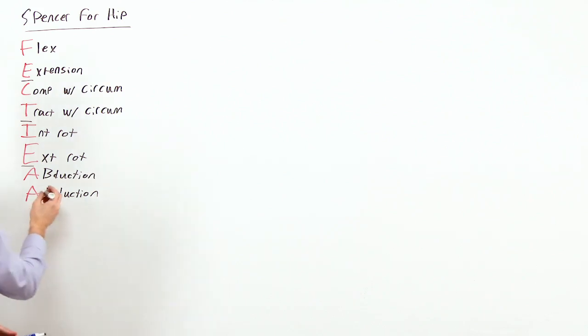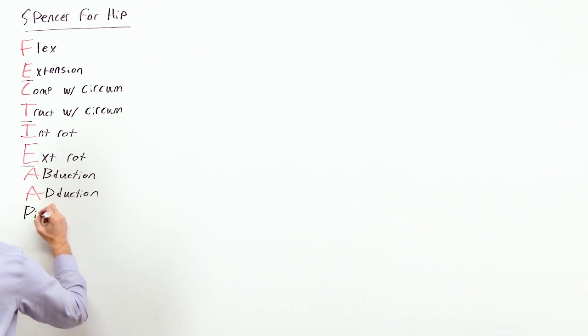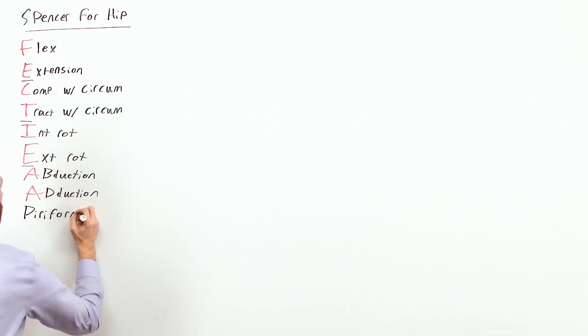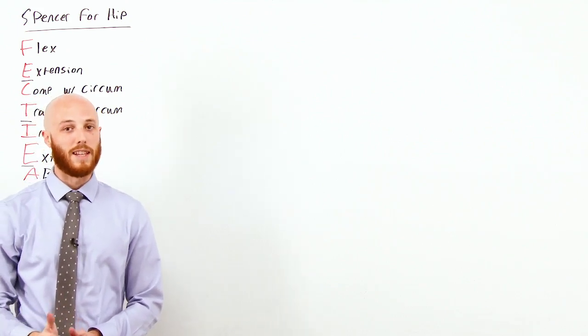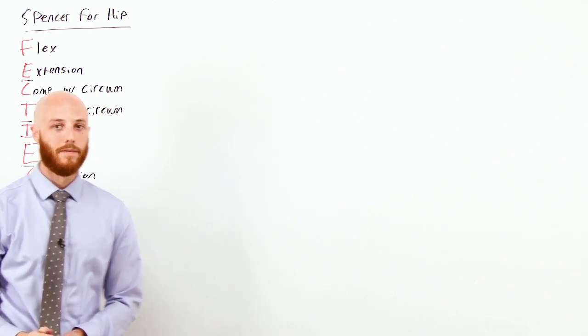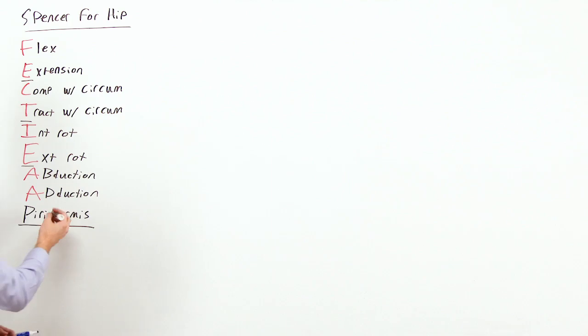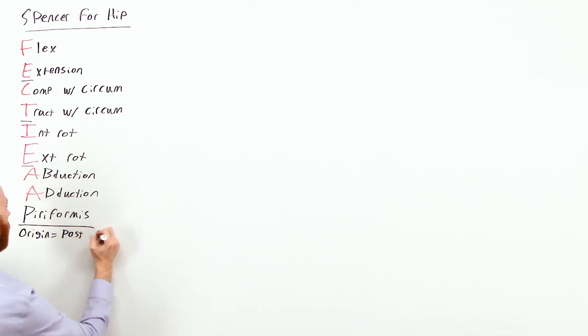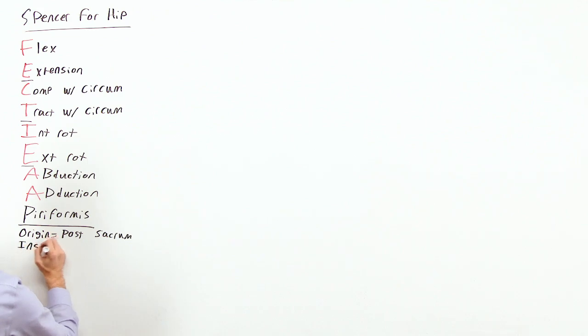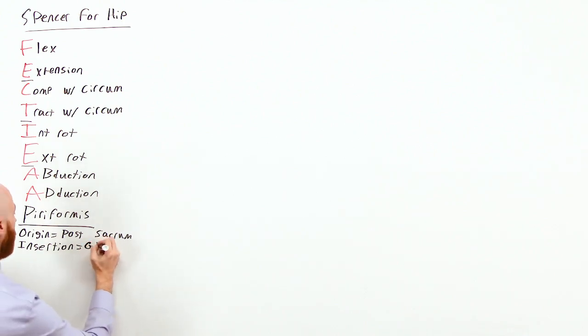So now we're going to talk about the piriformis. This muscle comes up on just about every single OMM exam that I've ever taken, so we're going to spend some time to talk about it. So the piriformis origin is on the posterior side of the sacrum. The insertion is on the greater tubercle of the femur.